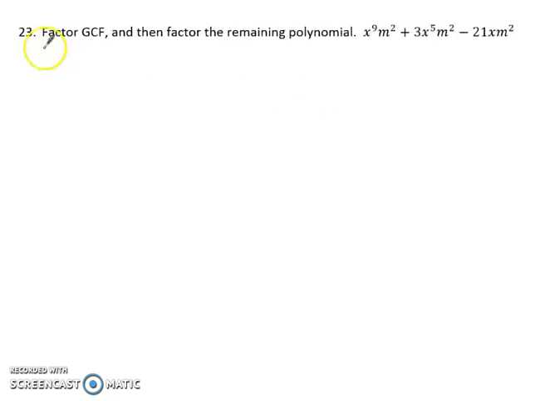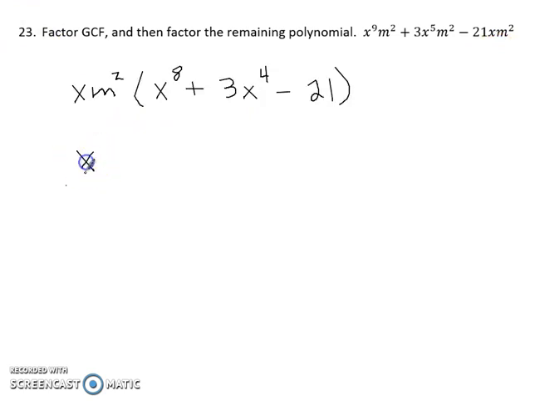On this one here, we have to factor the greatest common factor and then factor the remaining polynomial. So we have to factor the biggest term out of each one of these to start off. So it looks like we have an x and two m's in each. So we start off by factoring that out of all three. Doing that, we now have a polynomial that we can factor. And once again, we ask ourselves, what two numbers multiply to make up 21, and the difference between them is a 3?